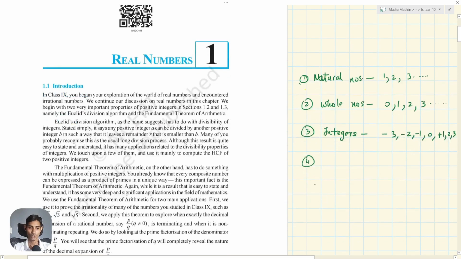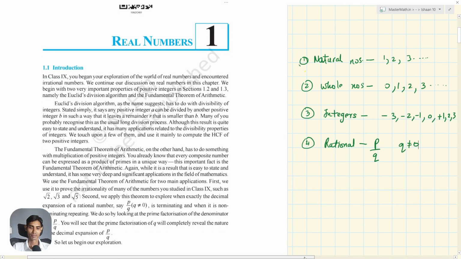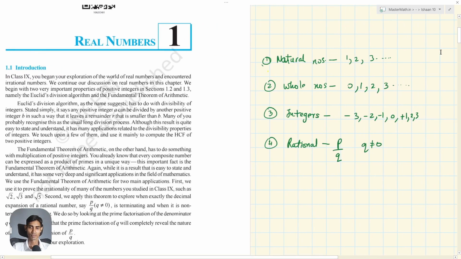Now you talked about rational numbers or fractions. It's the same thing, there's a little difference, we'll discuss shortly. So what are rational numbers? Numbers which can be represented in the form p by q, where q is not equal to zero. Why is q not equal to 0? Because if the denominator is equal to zero, then the answer is not defined.